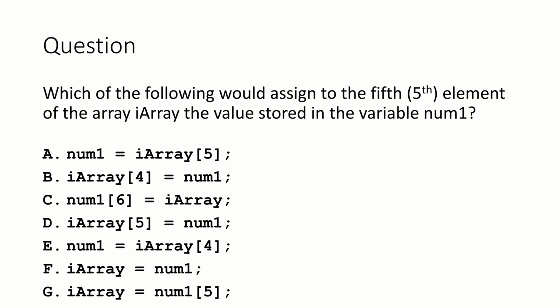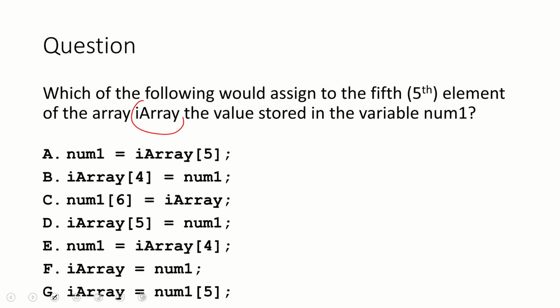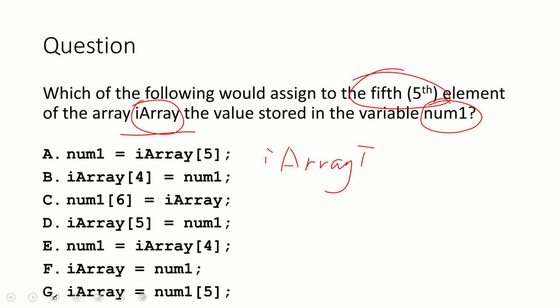Okay, so let's talk about this question. Which of the following would assign to the fifth element of the array, whose name is array? The value will be stored as number one. Okay, so first you need to know the fifth element of the array. So we're using the array name, right? The array name with the index which we want to know.